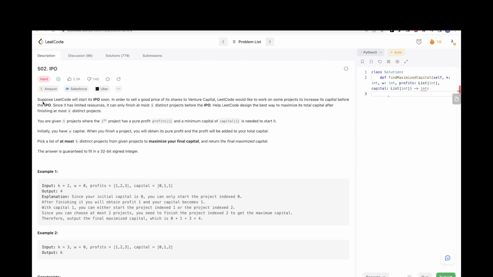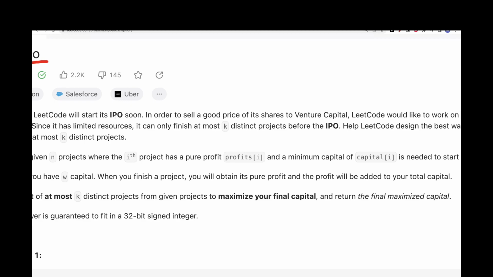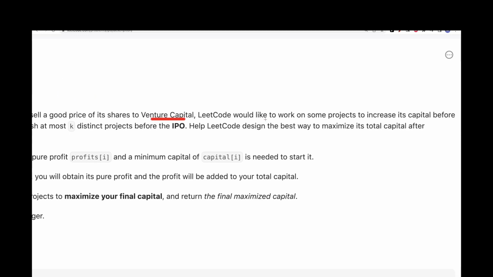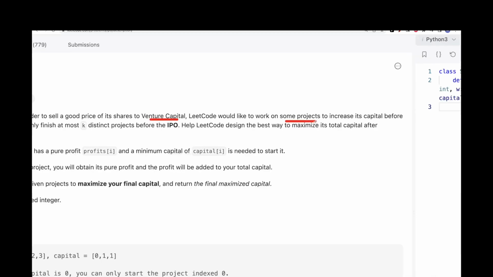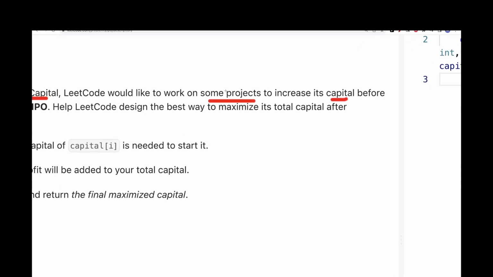Hello, so today we are going to do this problem, which is part of Leetcode Daily Challenge, IPO. So what this problem says is basically, suppose Leetcode is going to IPO soon, and we want to sell a good price of its shares to VCs. Essentially, you can ignore all of that, but basically we have some projects, that's the gist of it, where we want to increase our capital as much as possible using these projects.